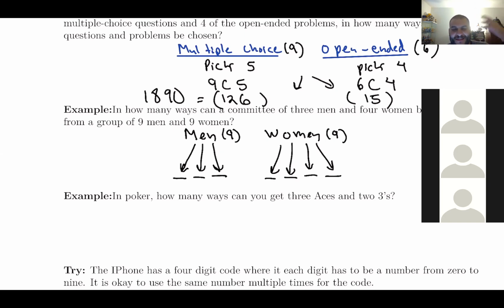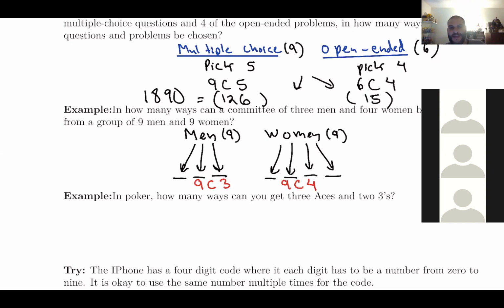Cool. Doesn't matter. So that's why we're going to do combination. For this one, we're going to say 9, and we want to choose 3 of the men. Same thing for the women. We start off with 9, and you want to choose 4 of them.